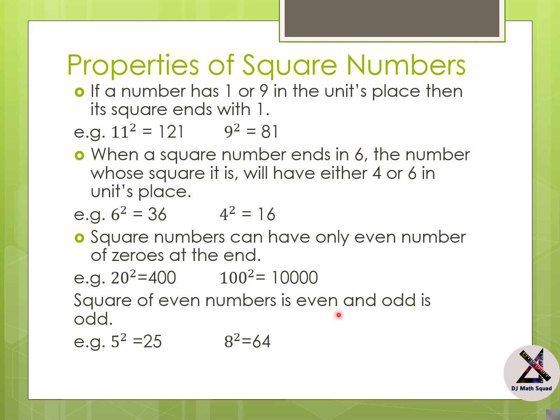The square of an even number is even and the square of an odd number is odd. Like if you find the square of 5, which is odd, it is 25. And if you find the square of 8, which is even, it is 64, which is an even number, right?